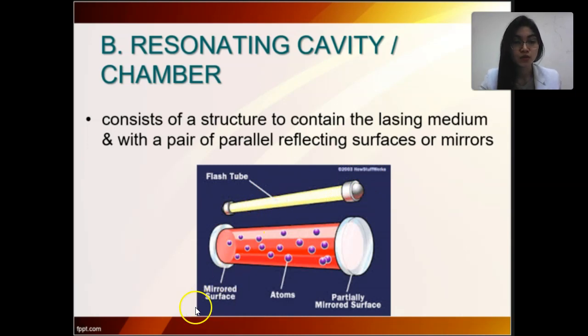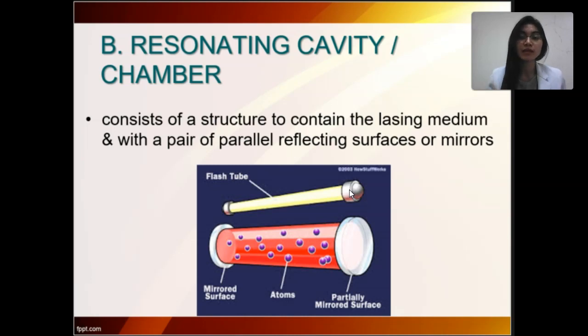Alright? So your resonating cavity chamber comes with a pair of parallel reflecting surfaces, or what we call the mirrors. Merong mirrored surface here and merong partially mirrored surface here. Why do we have that? As we hit the flash tube kasi, or the lasing medium, we pump it with energy, it emits radiation.